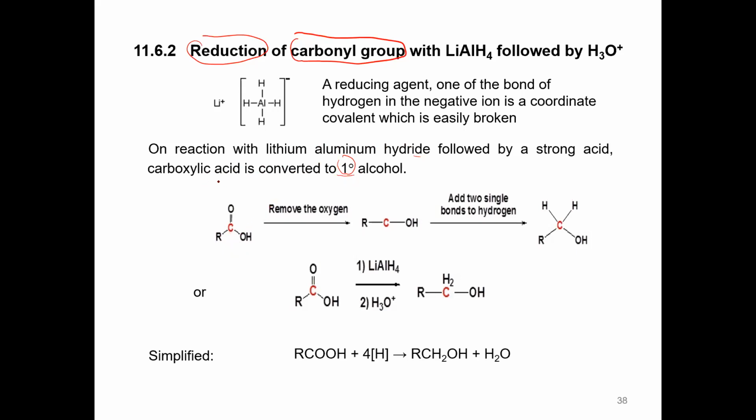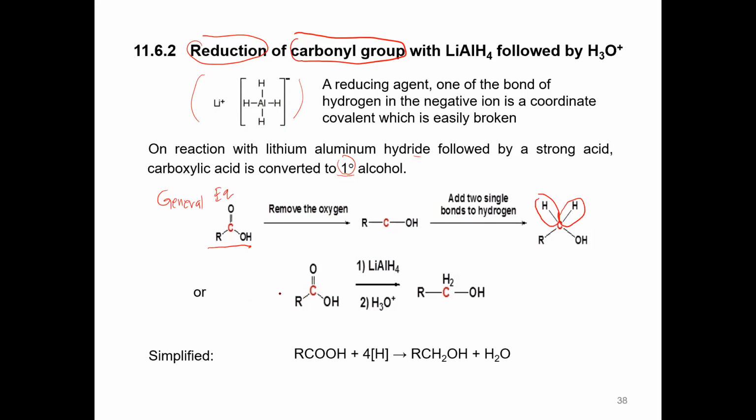So this is the general equation, the general equation for the reduction of carboxylic acid. So you have carboxylic acid. The oxygen will be removed, reacting with this lithium aluminum hydride, this is its Lewis structure. So remove the oxygen, so it will become like this and add 2 single bonds to hydrogen. See, it adds. Fine.